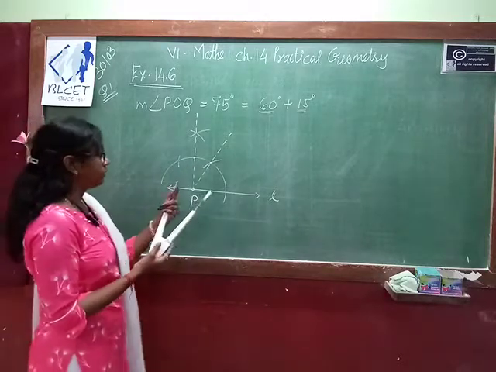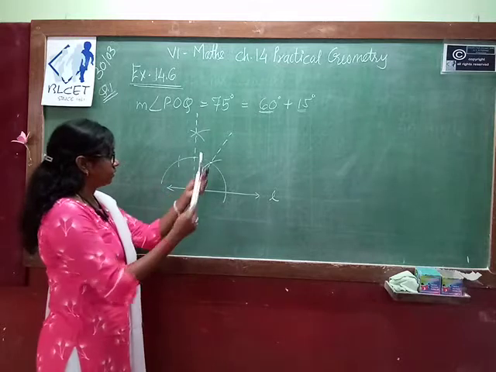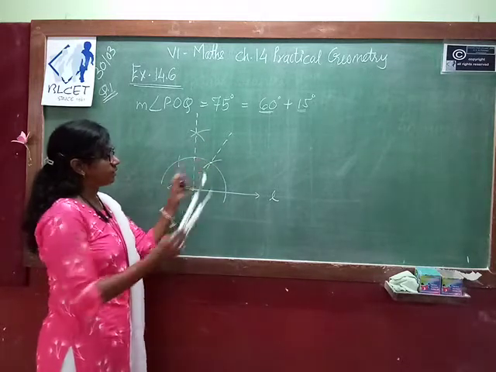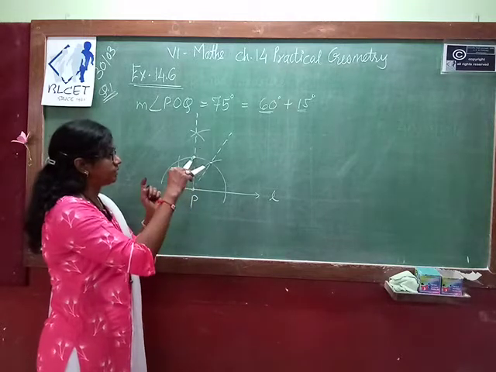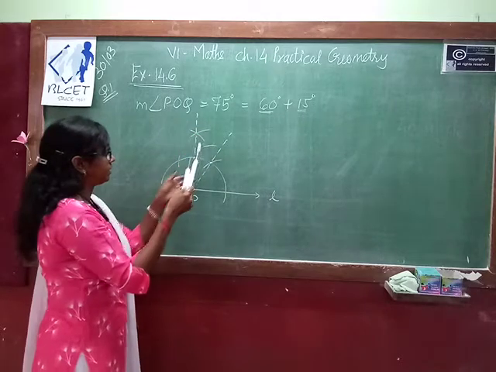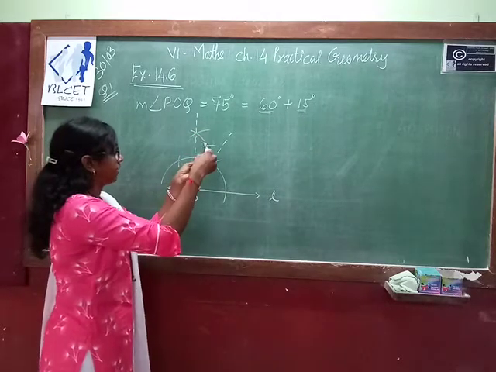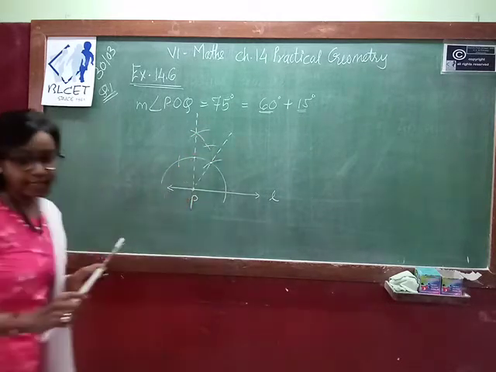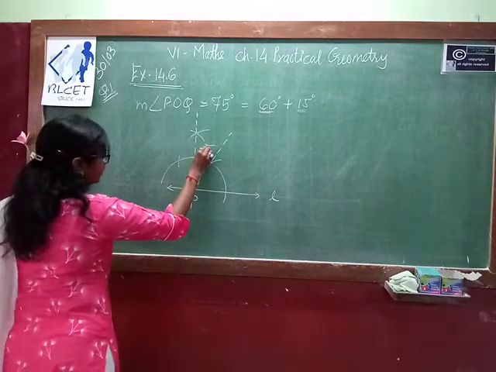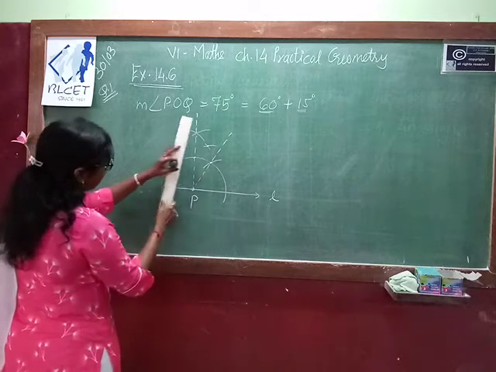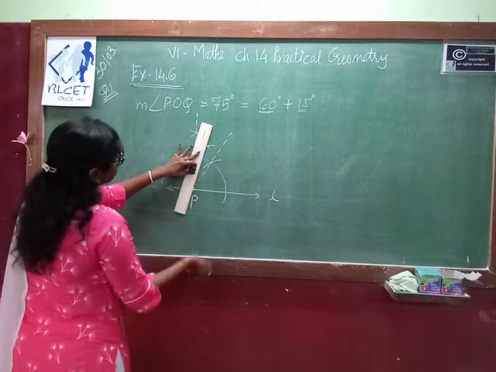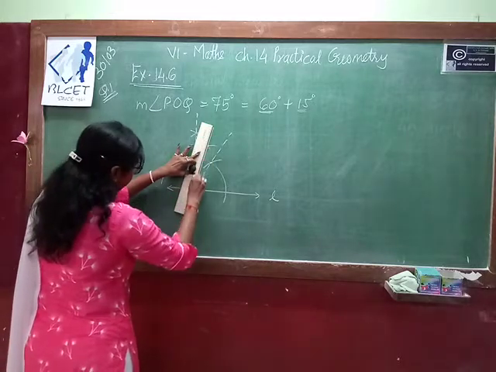So what you will do? Take the measurement from here to this point. The distance between these 2 points you measure like this. Then bisect. Draw an arc here. From this point, draw an arc. So you are getting one point. So this is your point. Now join these 2 points. So this is your 75 degree angle.